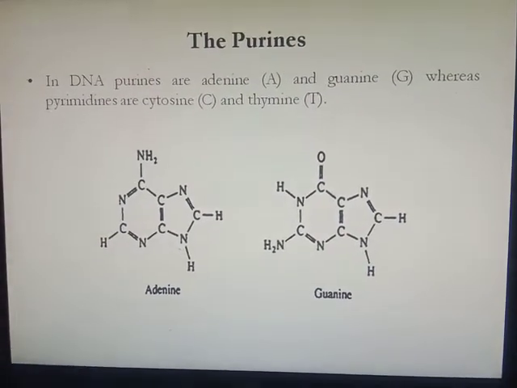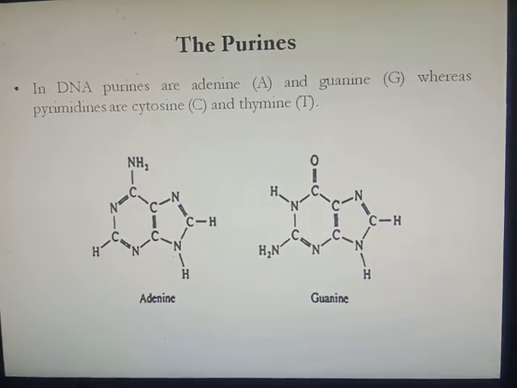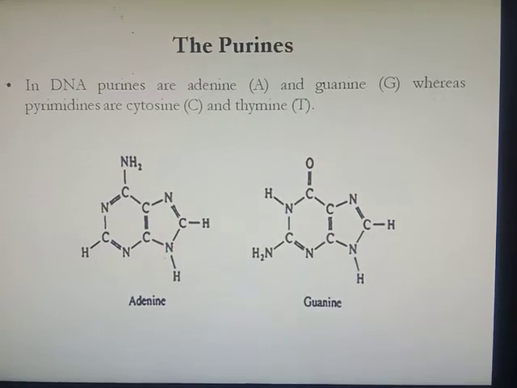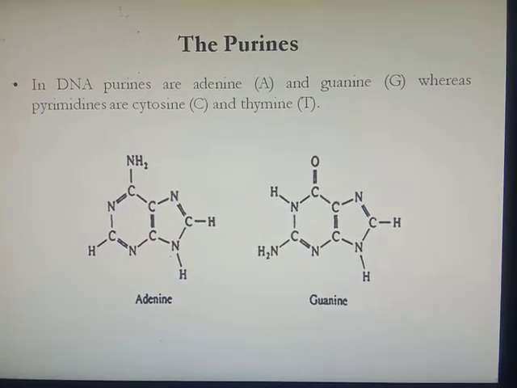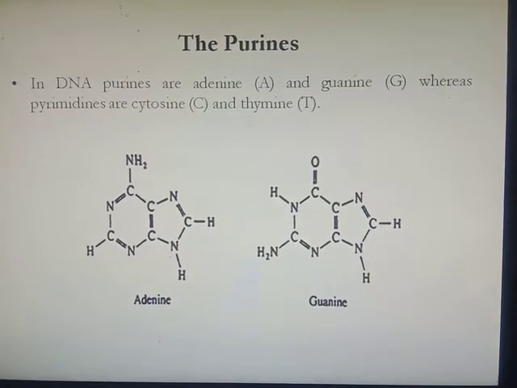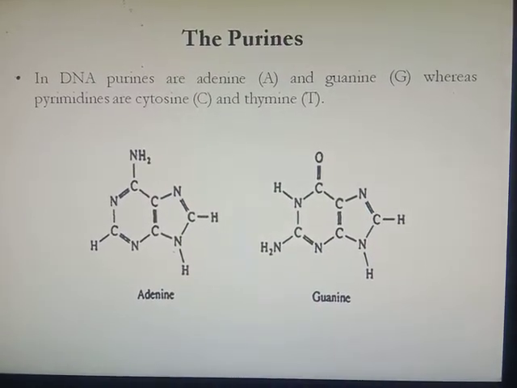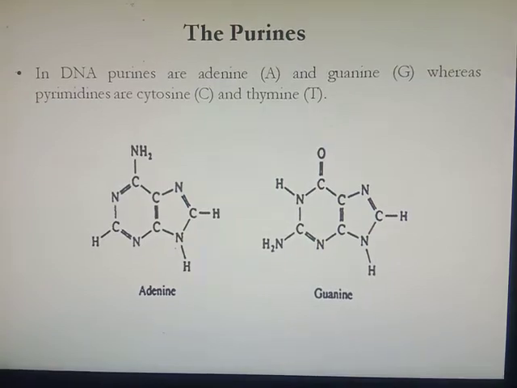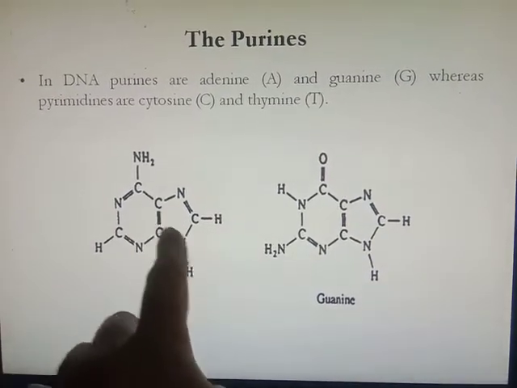First we will see purines. In DNA, purines are adenine and guanine, whereas pyrimidines are cytosine and thymine. So adenine and guanine are the purines, meaning a 9-member ring, heterocyclic in nature, numbered in anti-clockwise direction. So here this is the 9-member ring.